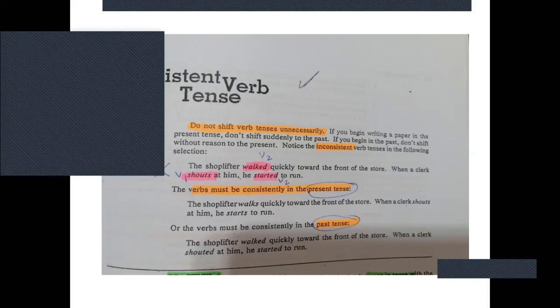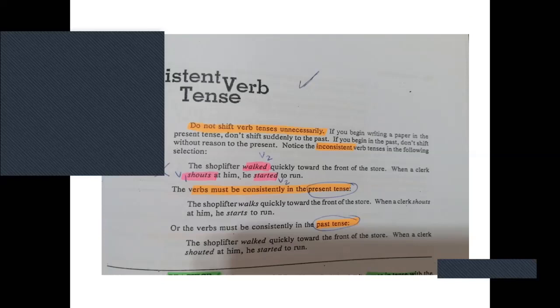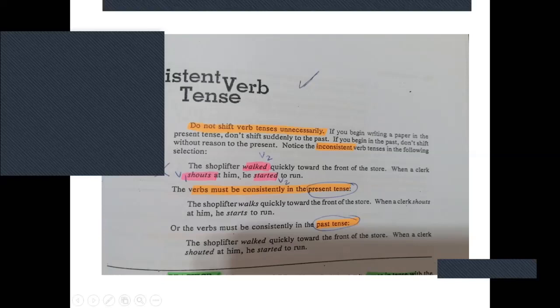It's apparent here that we're narrating something from the past. We're talking about an event or an incident from the past, which means keep using the past tense. So we say walked. So it's wrong here to say shouts. It's better we say shouted to keep it all on the same track in regard to the tense, to the time it shows. So we say walked, shouted, he started to run. Okay? The verbs must be consistently in the past tense, or you can make them all in the present tense.